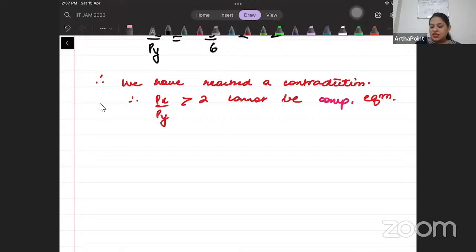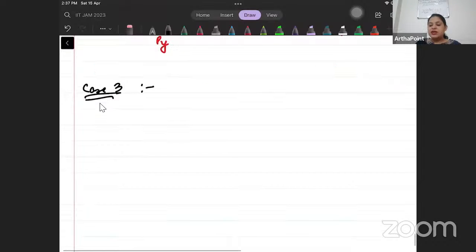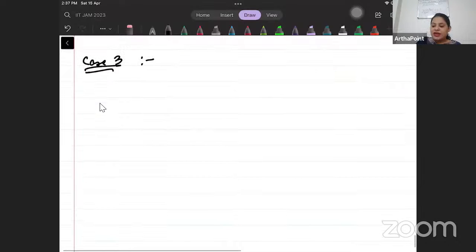Case 3. Beta, in case 3 I could have done this directly. Substituting the good, I could have done this directly. With practice, you should know that this will be the only equilibrium. But in exam, it is a good idea to show all the cases. So px by py is exactly 2.